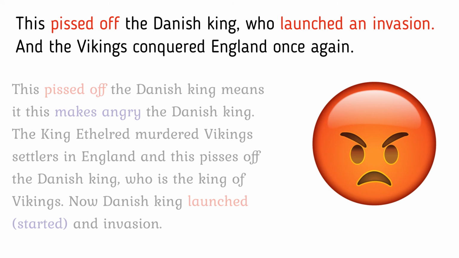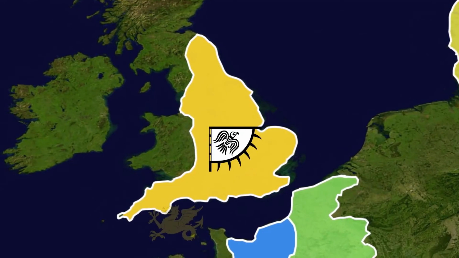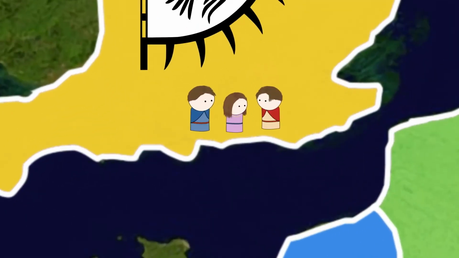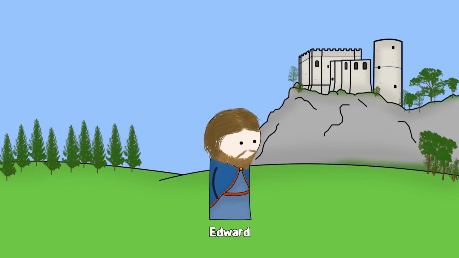Now the Danish king started an invasion. An invasion basically means a war, but it has an idea that military forces get into the country and start fighting. Danish Vikings invaded England, they went into the country, and then they conquered England once again. Then the Anglo-Saxons unconquered it, then the Vikings reconquered it. The king's family had to go into exile, including Edward. Remember him? He went to Normandy where he lived for 30 years.